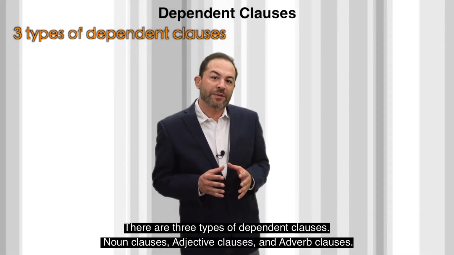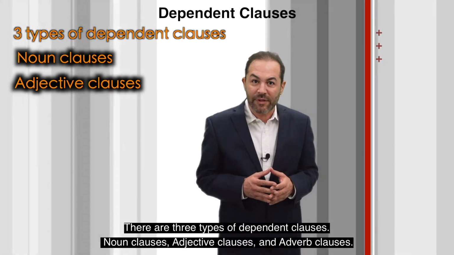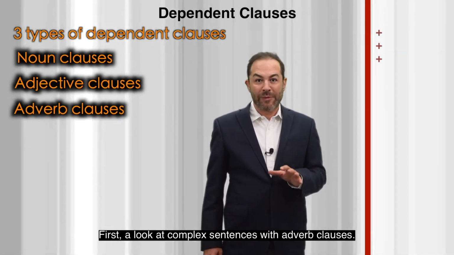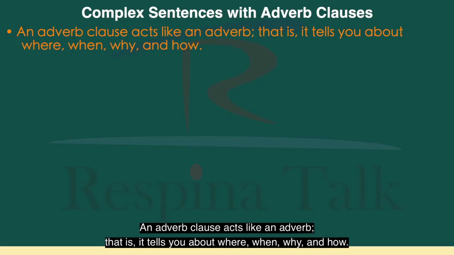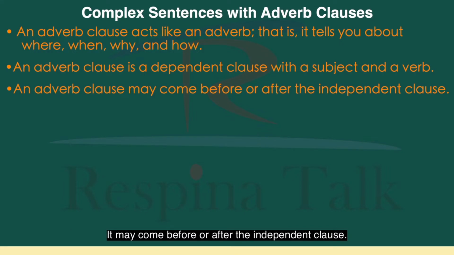There are three types of dependent clauses: noun clauses, adjective clauses, and adverb clauses. First, a look at complex sentences with adverb clauses. An adverb clause acts like an adverb. That is, it tells you about where, when, why, and how. An adverb clause is a dependent clause with a subject and a verb. It may come before or after the independent clause.